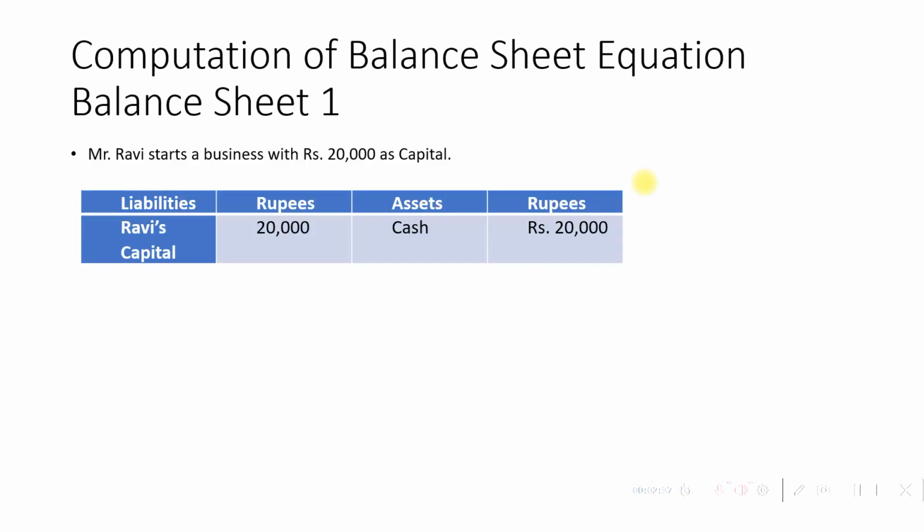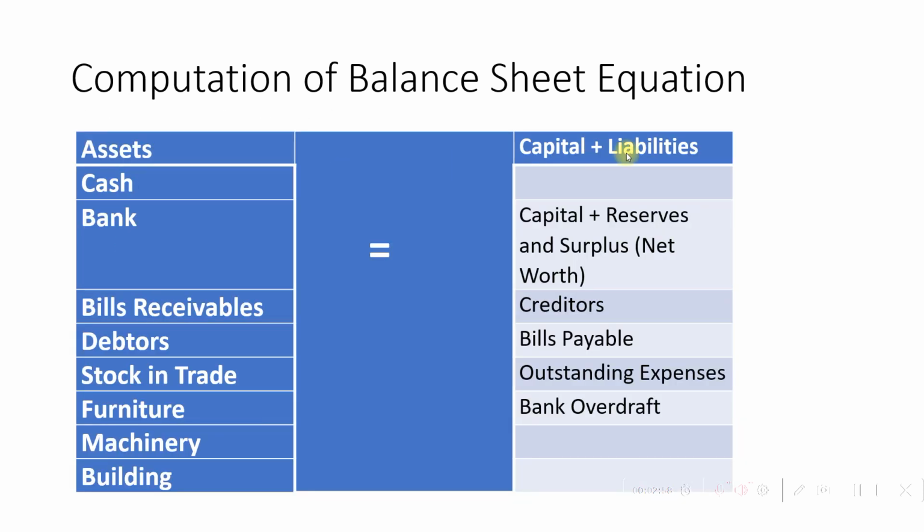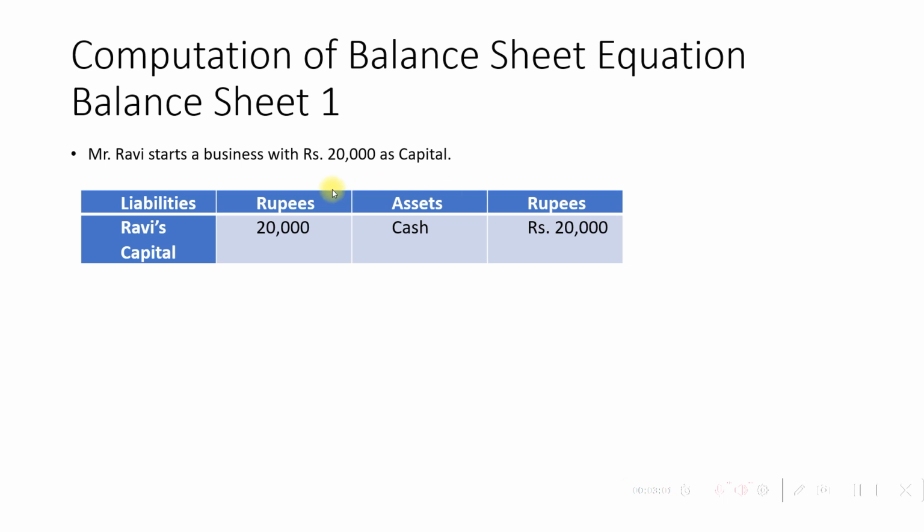Now let us try to illustrate this concept by taking an example. Here, Mr. Ravi starts a business with 20,000 as capital. So how do you actually chart out the balance sheet? That is what we are trying to illustrate with this example. As we went through in the previous slide, capital plus liabilities we list under liabilities on the left hand side, with the amount in the next column, and the assets are grouped on the right hand side with the amount.